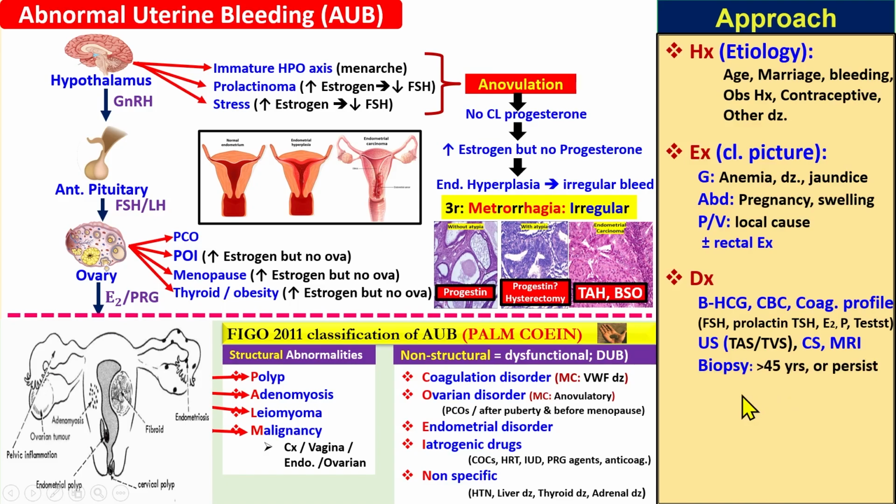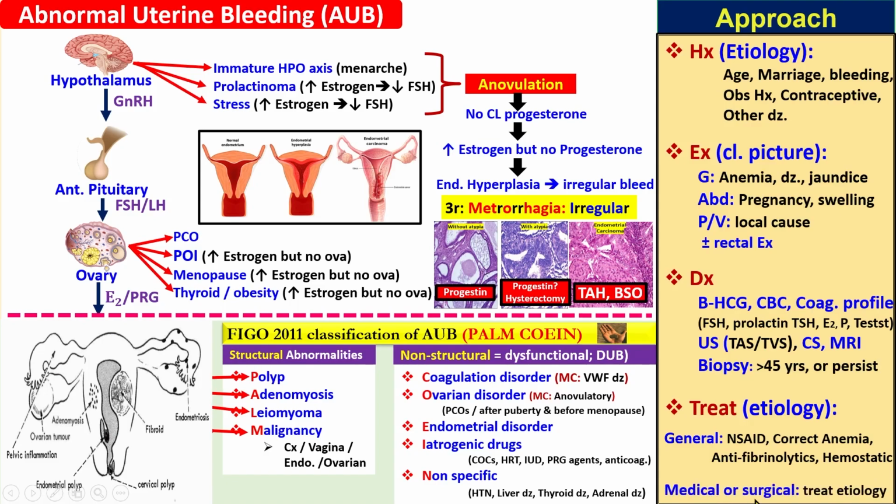Okay, you must do a biopsy if the age is more than 45 years or the bleeding is persistent, to rule out malignancy. Okay, and in the treatment, of course, treat the etiology, but in general you can give NSAIDs, correct her anemia, and give antifibrinolytic hemostatics. But the actual treatment is the medical or surgical treatment of the etiology. Okay, so this is a simplified approach toward abnormal uterine bleeding.